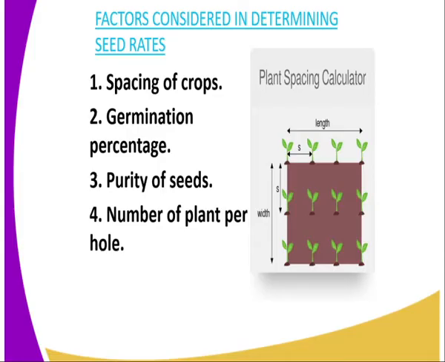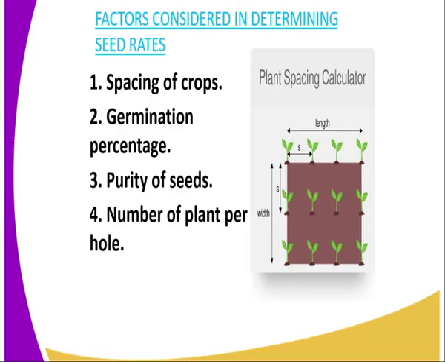Then the second one, we have germination percentage. If the germination percentage is 100%, it means that a lower seed rate will be used because each and every seed is viable for germination. And if the germination potential is low, it means that you will be using a lot of seeds, resulting in a high seed rate.